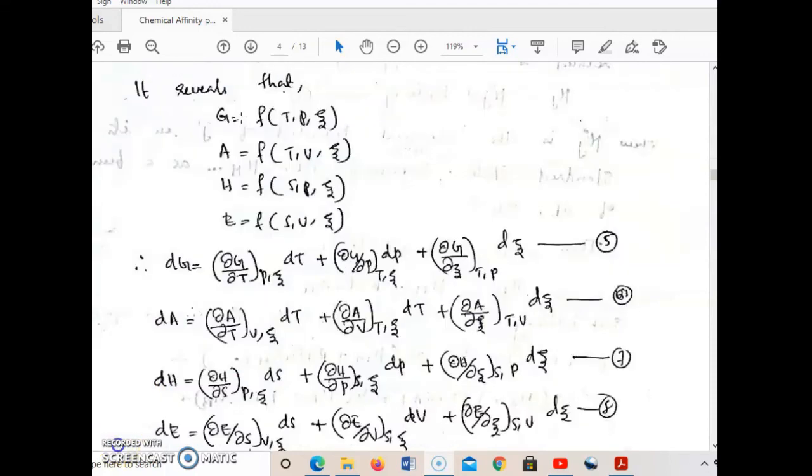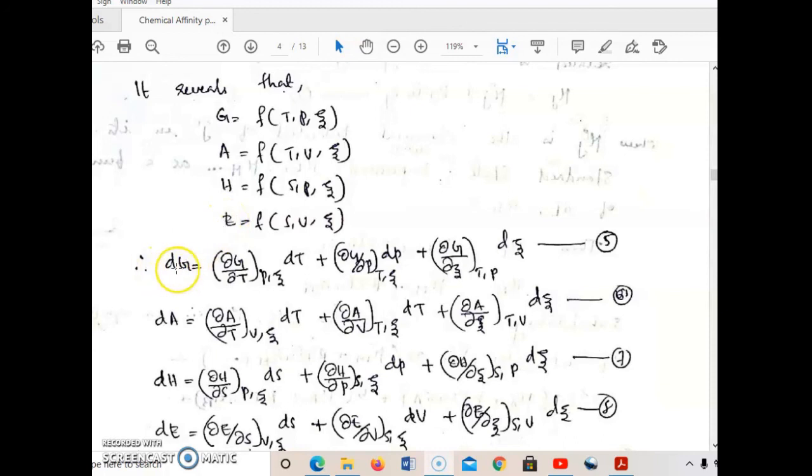Okay. So from all the above expressions, we can conclude that Gibbs free energy G is a function of temperature, pressure and theta. Work function or Helmholtz free energy A is a function of temperature, volume and theta. Enthalpy H is a function of entropy, pressure and theta. And internal energy E or U is a function of entropy, volume and theta. Now we can find out the change in free energy dG, change in Helmholtz free energy dA, change in enthalpy dH or change in internal energy dE.